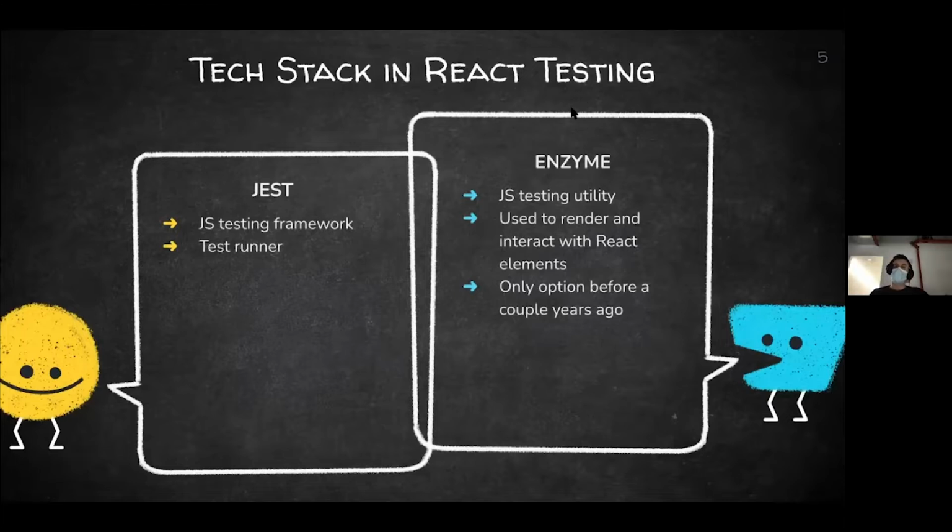And to test React components, and to test their behavior and how they look and everything, there is Enzyme. Well, there was Enzyme. It's a JS testing utility. What it does is it renders the React components and it lets you interact with them. And it was the only option at the start. When React came up and people wanted to do tests, the only option was to use Enzyme.